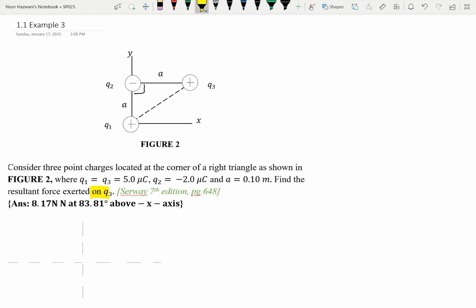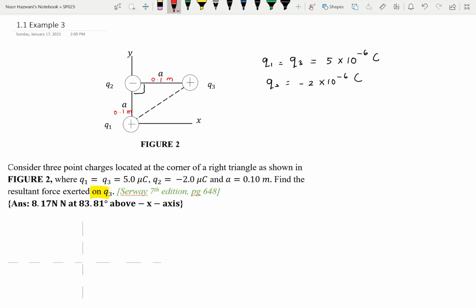Okay, but before that, marilah kita tukar dulu unit charge kita kepada SI unit. So, Q1 which is equals to Q3, dia bagi dalam unit microcoulomb. So, we convert first into coulomb times 10 minus 6 coulomb. And then Q2 kita is negative 2 times 10 power of negative 6 coulomb. And A kita adalah 0.1 meter. Kat sini 0.1 meter. Okay.